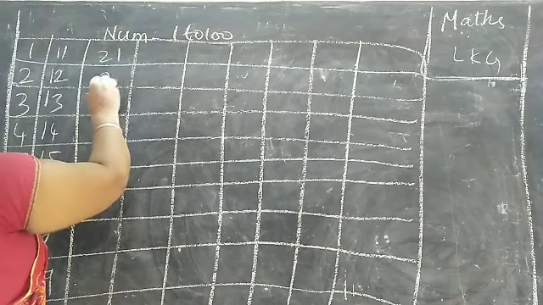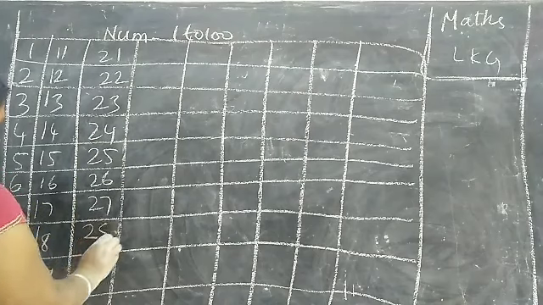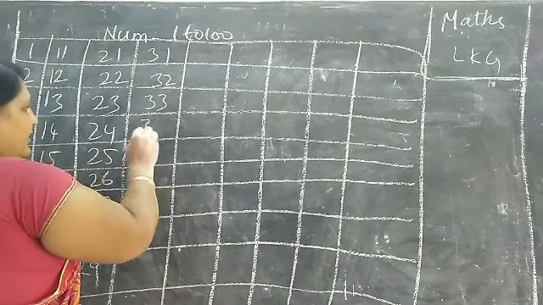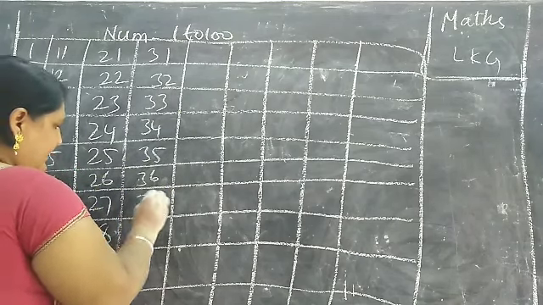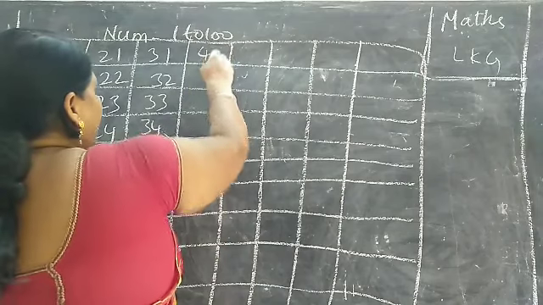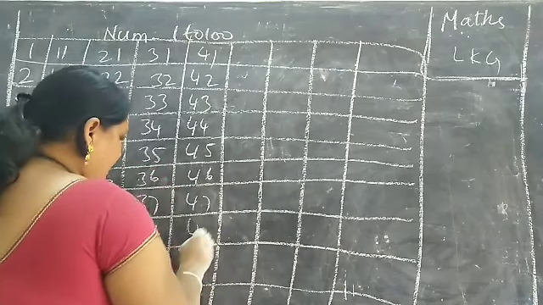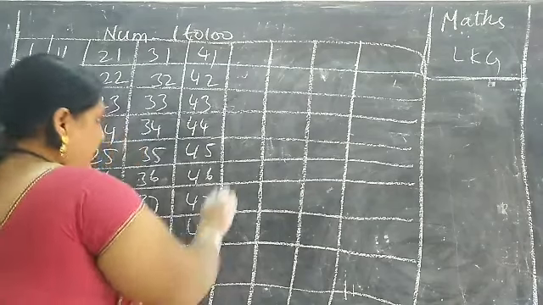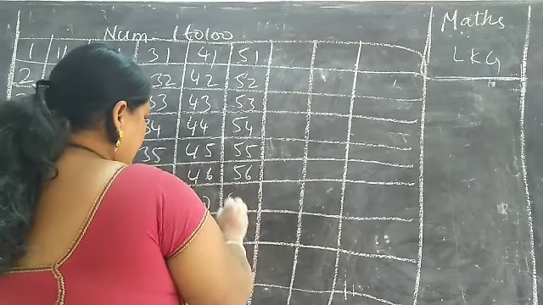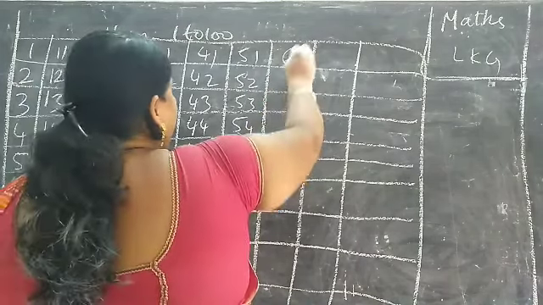1, 2, 3, 4, 5, 6, 7, 8, 9, 10, 11, 12, 13, 14, 15, 16, 17, 18, 19, 20, 21, 22, 23, 24, 25, 26, 27, 28, 29, 30, 31, 32, 33, 34, 35, 36, 37, 38, 39, 40, 41, 42, 43, 44, 45, 46, 47, 48, 49, 50, 51, 52, 53, 54, 55, 56, 57, 58, 59, 60. Okay, children, write in your class workbook now.